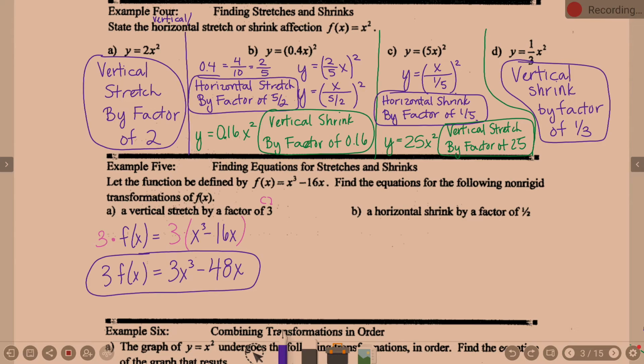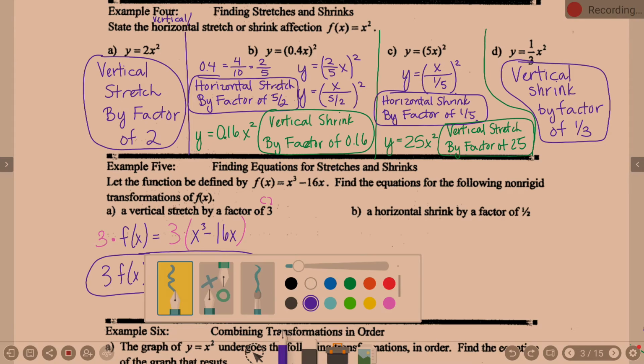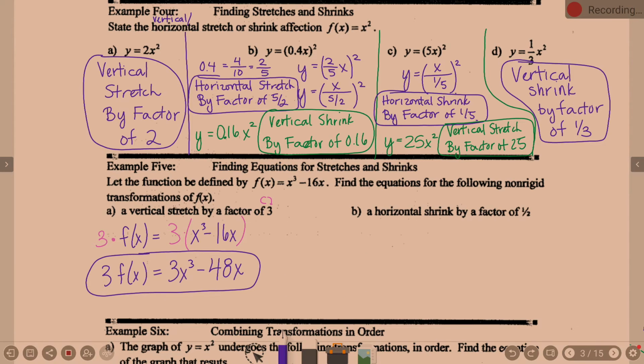Good team. A horizontal shrink by a factor of 1/2. How do we demonstrate a horizontal shrink? That's the other thing. What are we going to do with the 1/2? Opposite of what we did before, right? With division instead of multiplication. Are we able to put like a decimal?